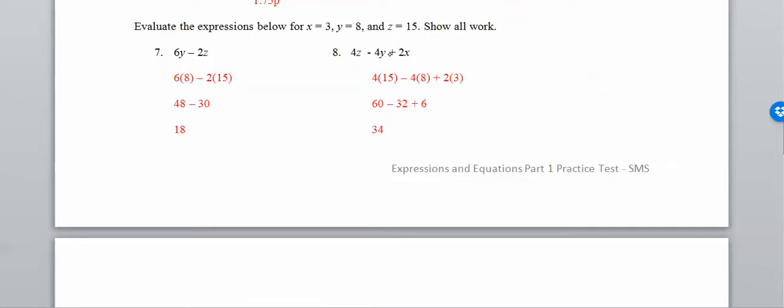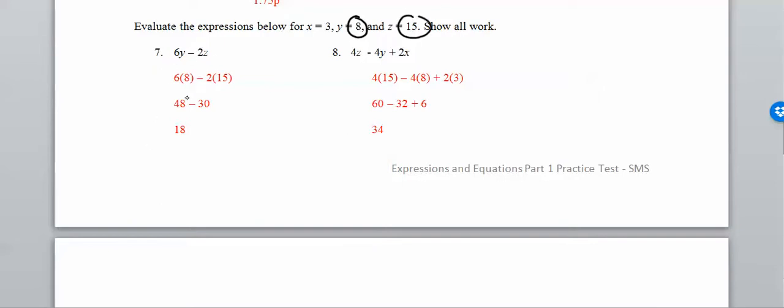Okay, in 7 and 8, we are evaluating the expressions. So in this case, we are taking 6 times a number, which we're plugging in 8 for y in parentheses, and we're taking 2 times the number z in there as well.